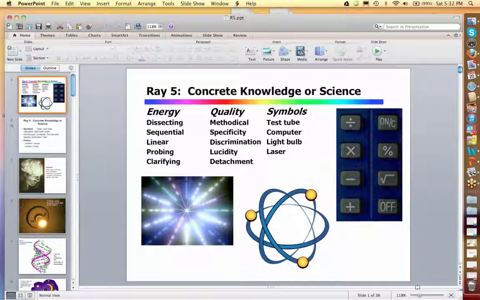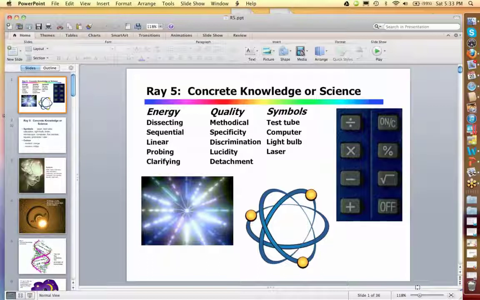Its energy is one of linearity, of dissecting, moving sequentially, and trying to clarify. How does it clarify and how does it shine light on things? It does it by narrowing the subject and putting a really bright light on it, making it extremely bright and easy to see and understand. So we have as one of the symbols a test tube or a light bulb or a laser. A laser is a very, very narrow, extremely bright light that goes right onto the subject in order to see the minuscule, the small. By understanding the small, we can then extrapolate a lot of our knowledge to the large. Basically, that's how the fifth ray works.